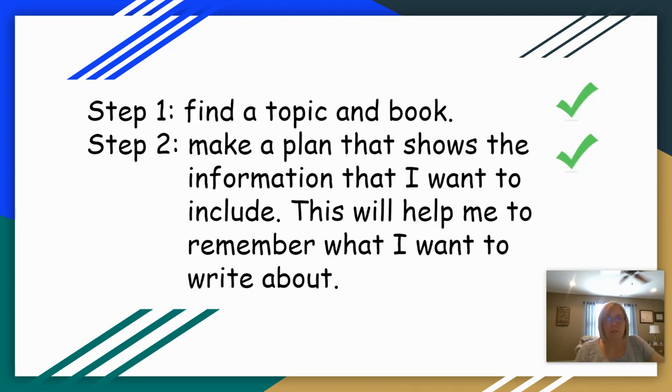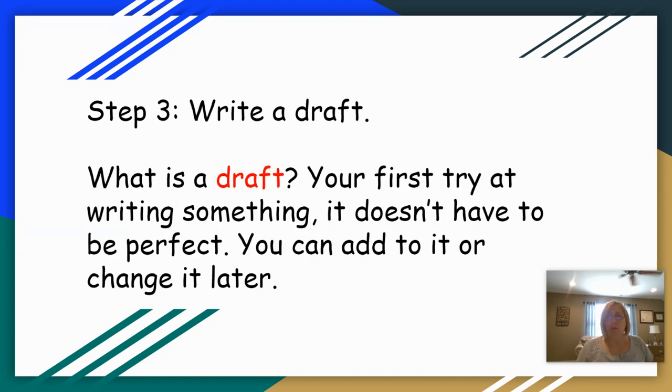Okay, so there were some steps that we already have done. Step one was to find a topic and a book. Okay, check, I did that. Step two was to make a plan that shows the information I want to include. Check, I did that. And the reason I do that is because it's going to help me remember what I want to write about. Okay? So here's number three. Step three is to write the draft.